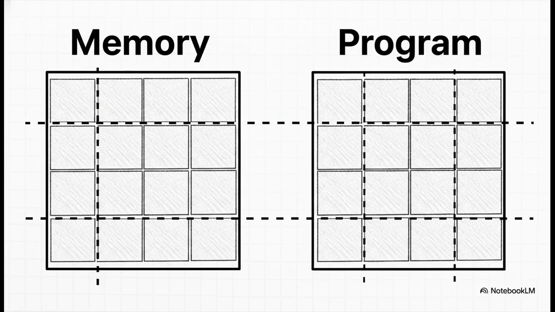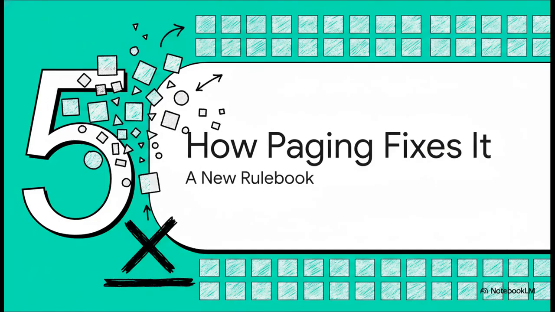So, here's the secret sauce. The system takes all the available memory and chops it up into these small, identical-sized blocks. We call them pages. Then it does the exact same thing to the program you want to run. It breaks the program itself into pages that are the very same size. So, how does just chopping everything up solve that huge fragmentation problem we were just talking about? Well, it all comes down to finally throwing out that one single, really restrictive rule.